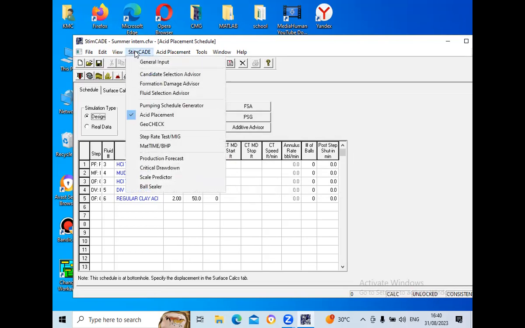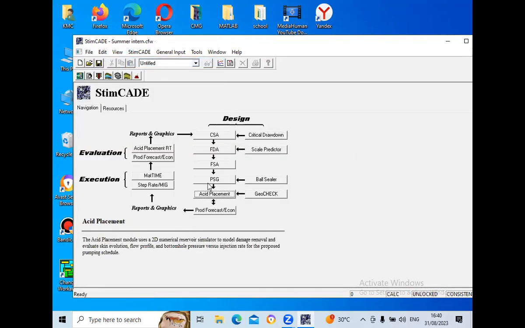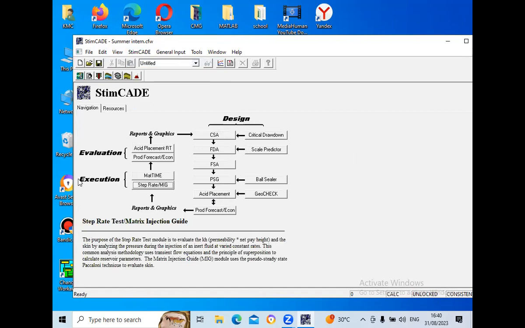job. Because if I look at my general input, after you're done with the acid placement, you can look at your report and graphic, which we have done. Then you can go to job execution. The job execution now is the actual field activity. That means they have to start carrying the acid, build the equipment, and then start pumping exactly based on the schedule that we have done our simulation on and the reservoir properties.